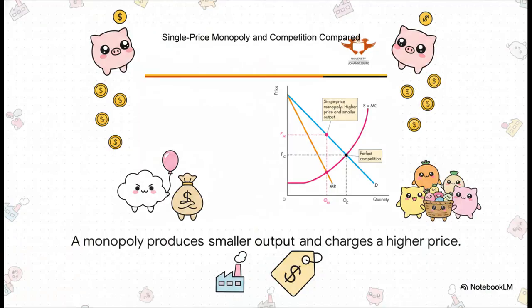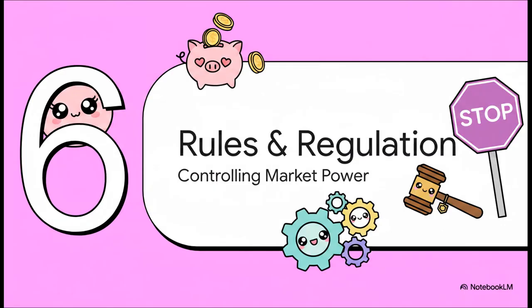So here is the crucial takeaway, the real so what of this whole thing. Compared to perfect competition, a single price monopoly produces a smaller output, QM instead of QC, and it charges a much higher price, PM instead of PC. This really drives home the stark market inefficiency that gets created by a monopoly's pricing power. They intentionally restrict output to artificially inflate the price, pocketing that economic profit for themselves right at the expense of everyday consumers.